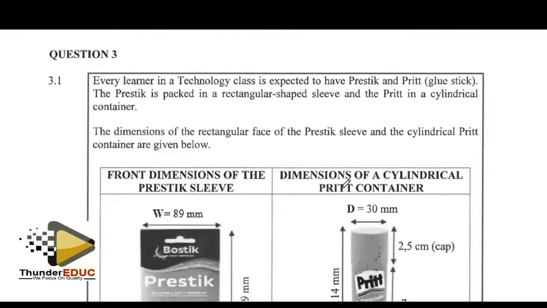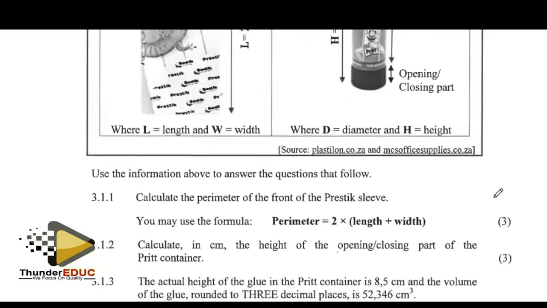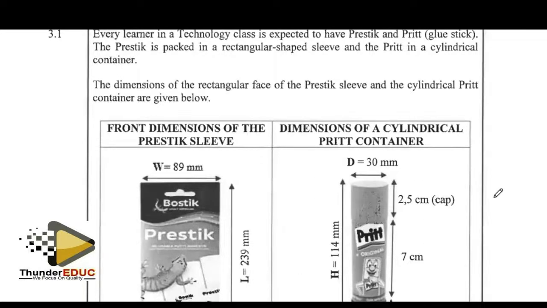All right. Question number 3. Here we go. These are measurements. Look at measurements. We look at area, perimeter, volume, surface area. Okay, that's wasting a lot of time. Let's analyze actually the box and we see, every learner in a technology class is expected to have pritt stick and pretty glue sticks. The pretty is packed in a rectangular box sleeve, and the pretty is in a cylindrical container.